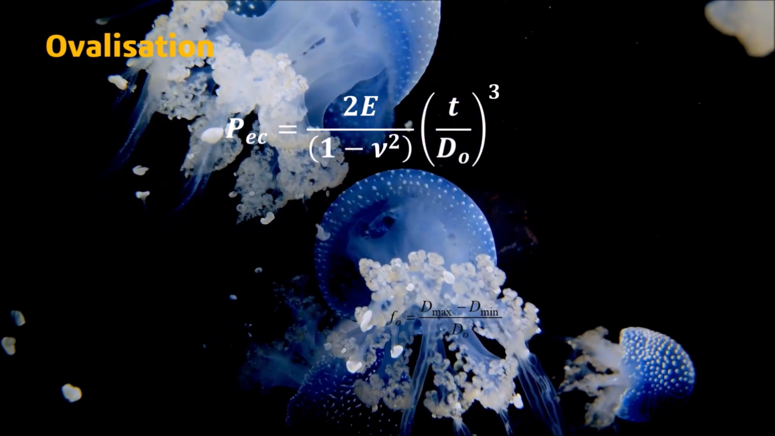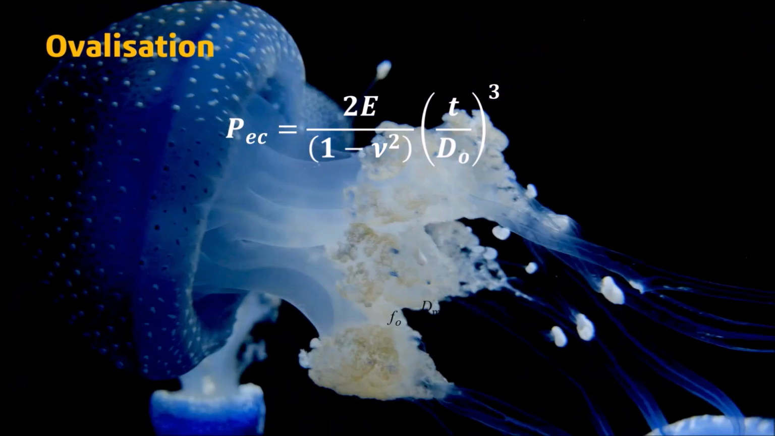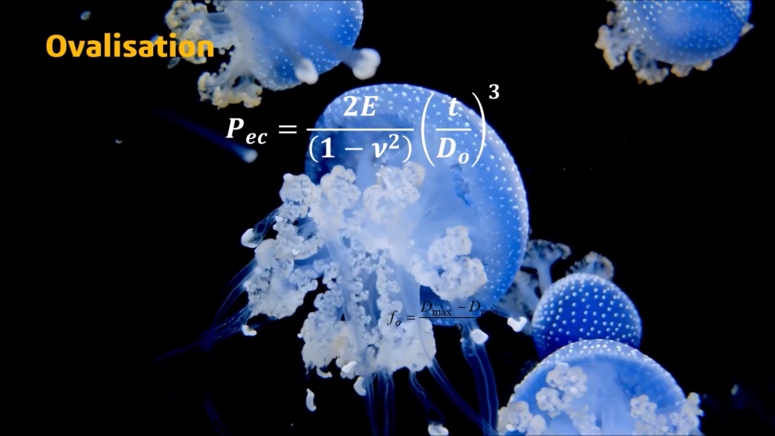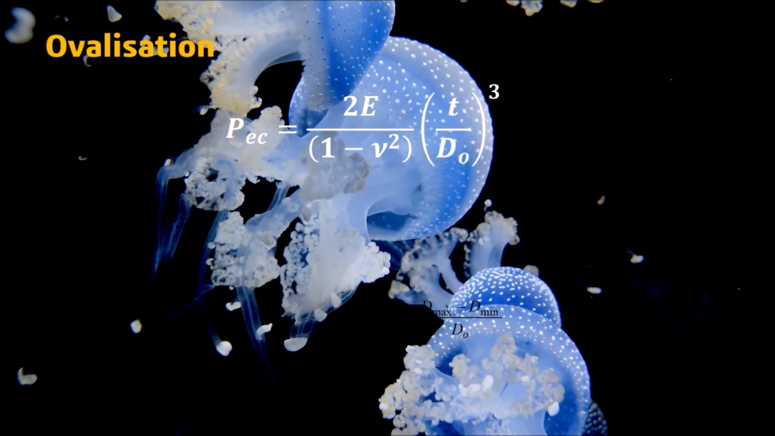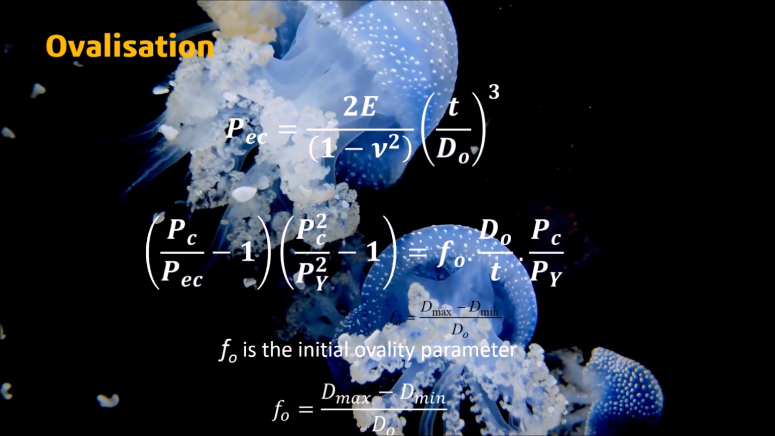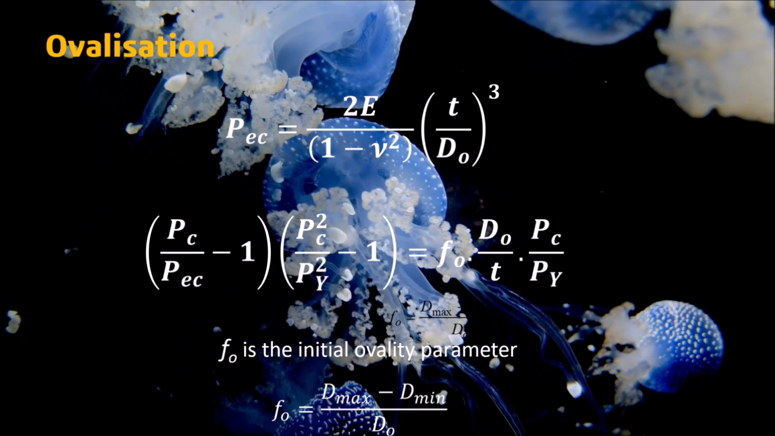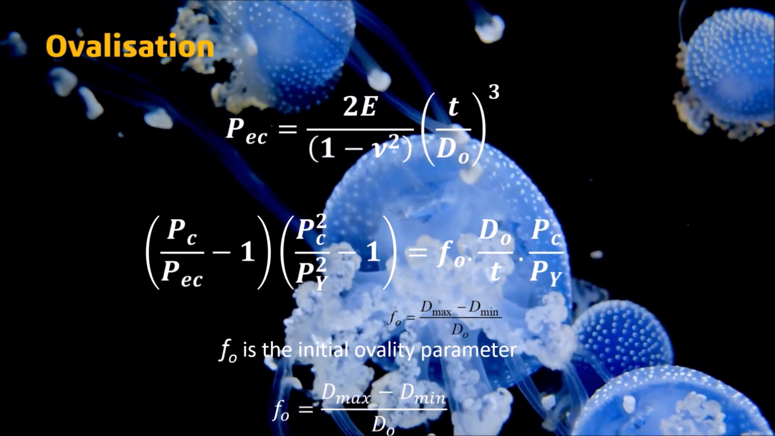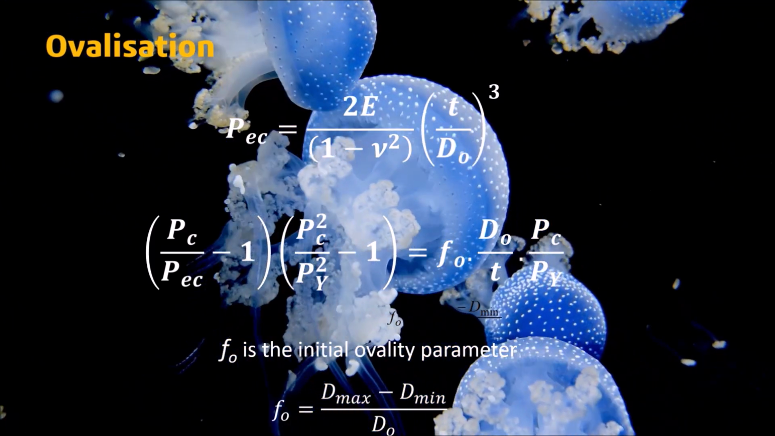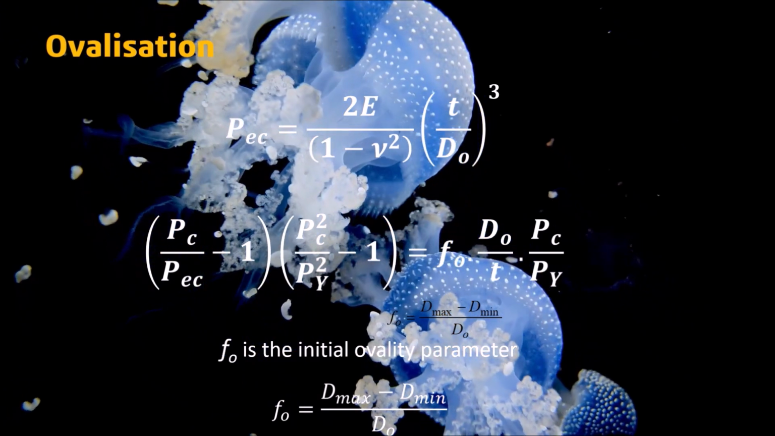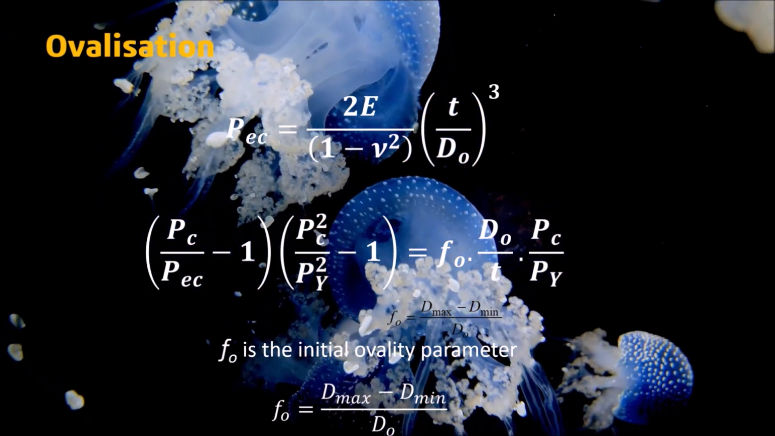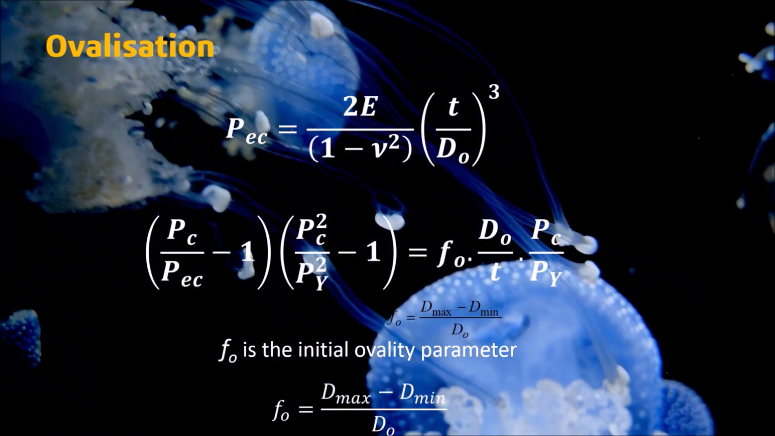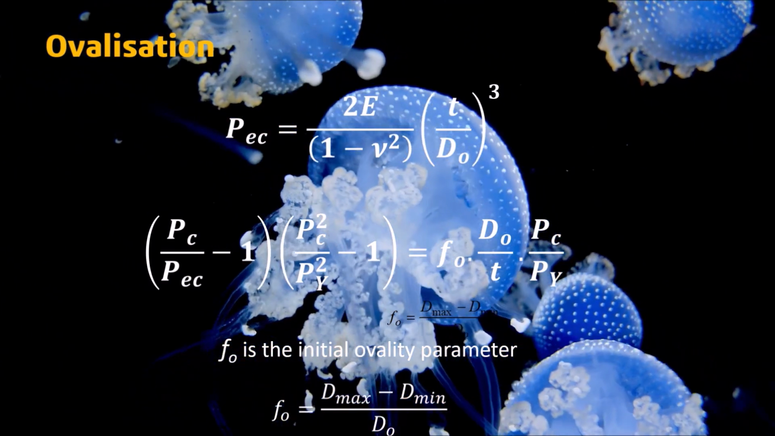However, if the pipe has ovality, which could be due to manufacturing, installation, and/or operation loads, this changes and reduces the collapse pressure. For a subsea pipeline subjected to only external pressure, the collapse pressure can be given by this equation here, with this complicated equation as you see, where PC is the collapse pressure, this is the elastic buckling pressure, this is the pressure at yielding, F0 is the initial ovality parameter, which is computed based on the maximum and minimum diameter divided by the outer diameter, and then T is the wall thickness of the pipeline.